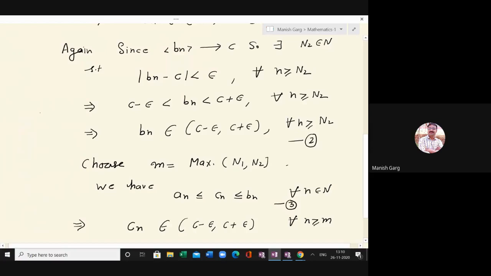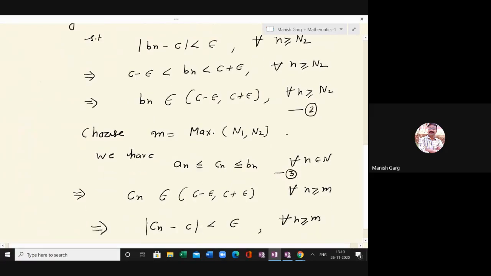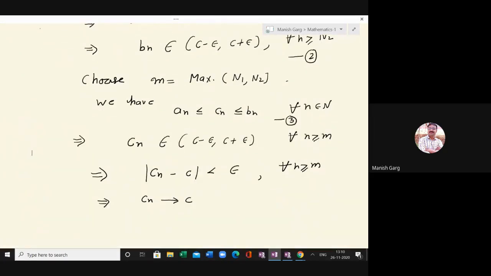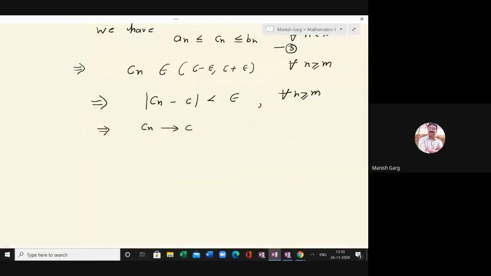Okay. I did the same thing because m is the maximum of n1 and n2. So this will be true for all n greater than or equal to m. So you can say cn converges to c. This is the proof of the Sandwich theorem, because some students were asking for the proof, so I did this. And you can realize how it is coming.